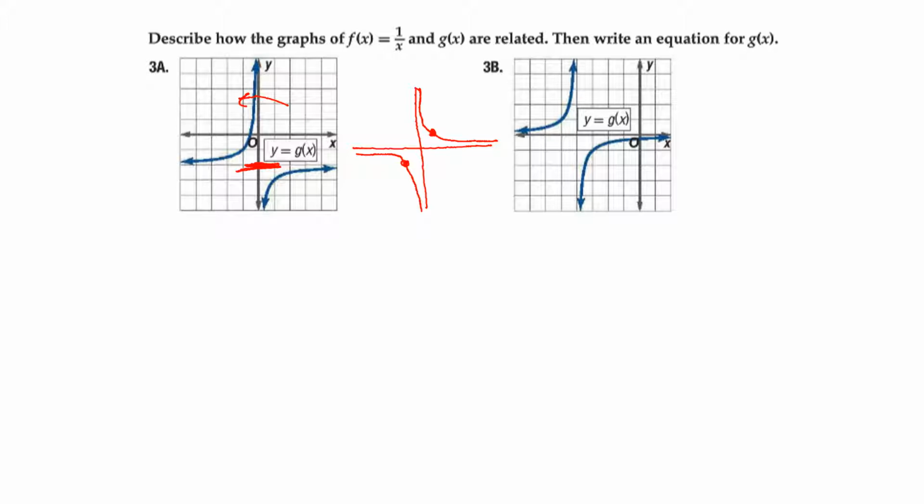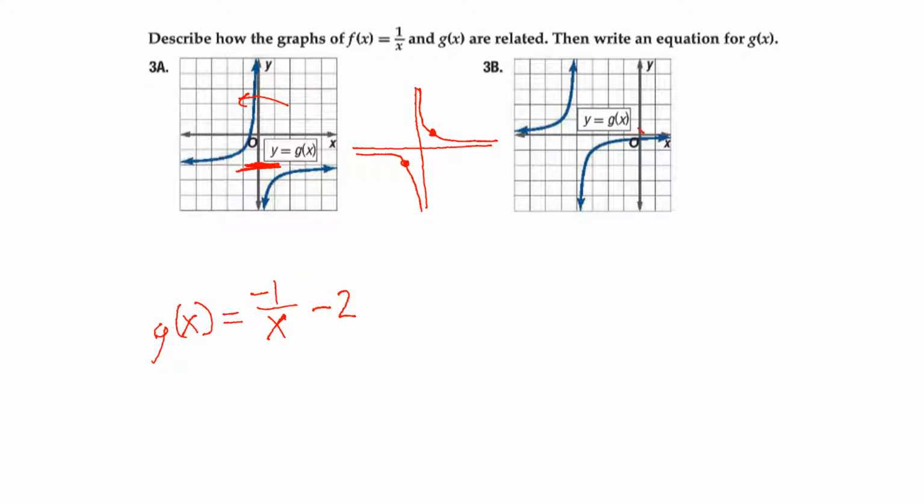So to write this function, I would get g of x equals, and then to flip it, I need the negative 1 over x. And then I need to do a vertical shift of negative 2, minus 2. That will bring everything down. Now how about this one?